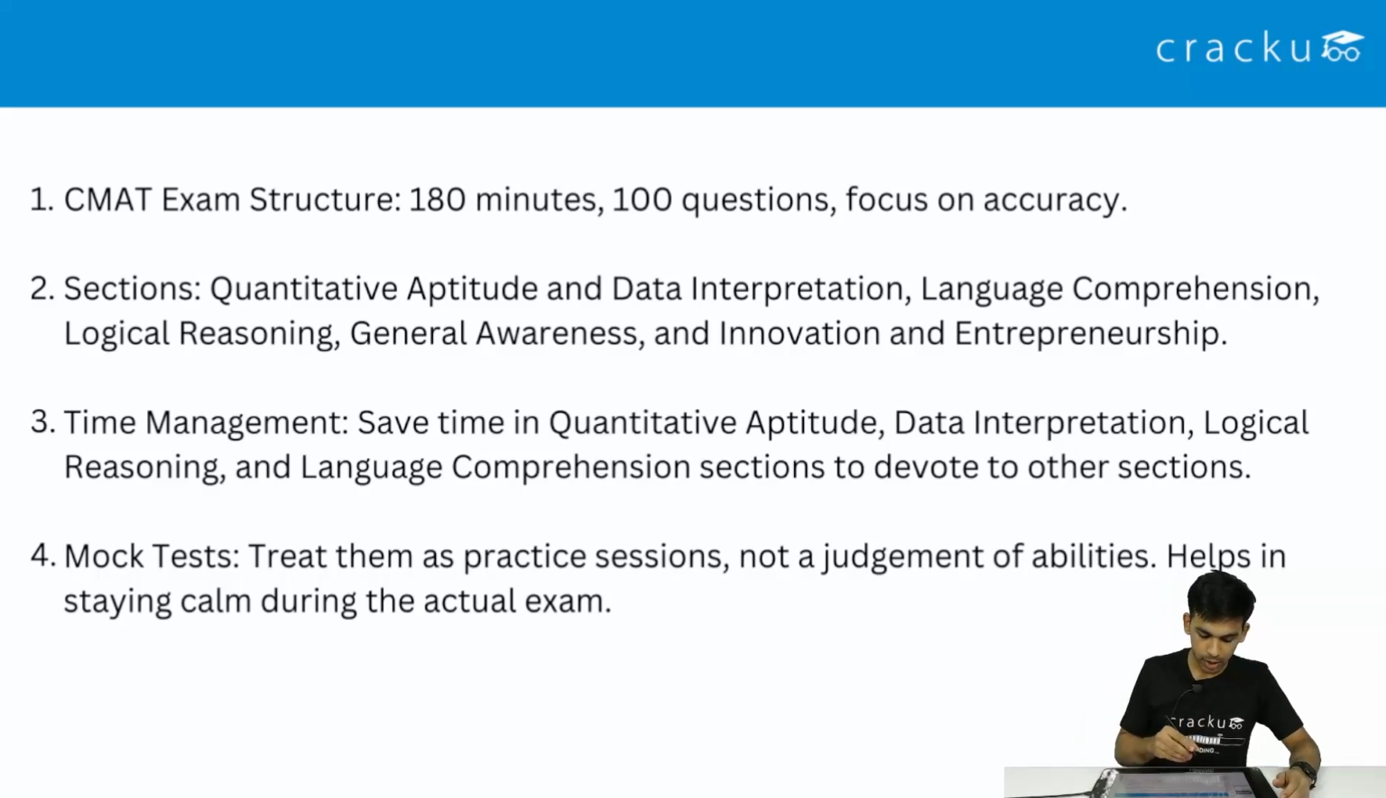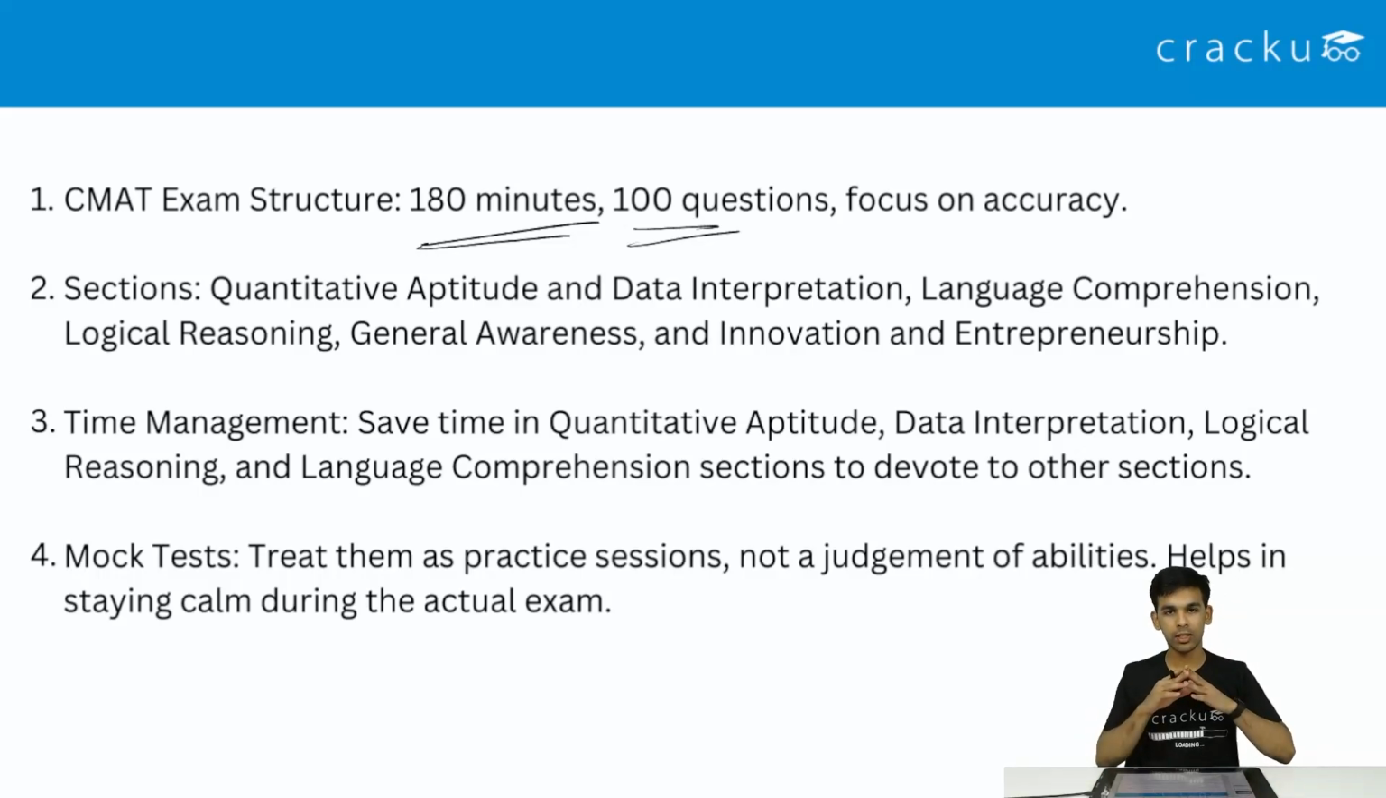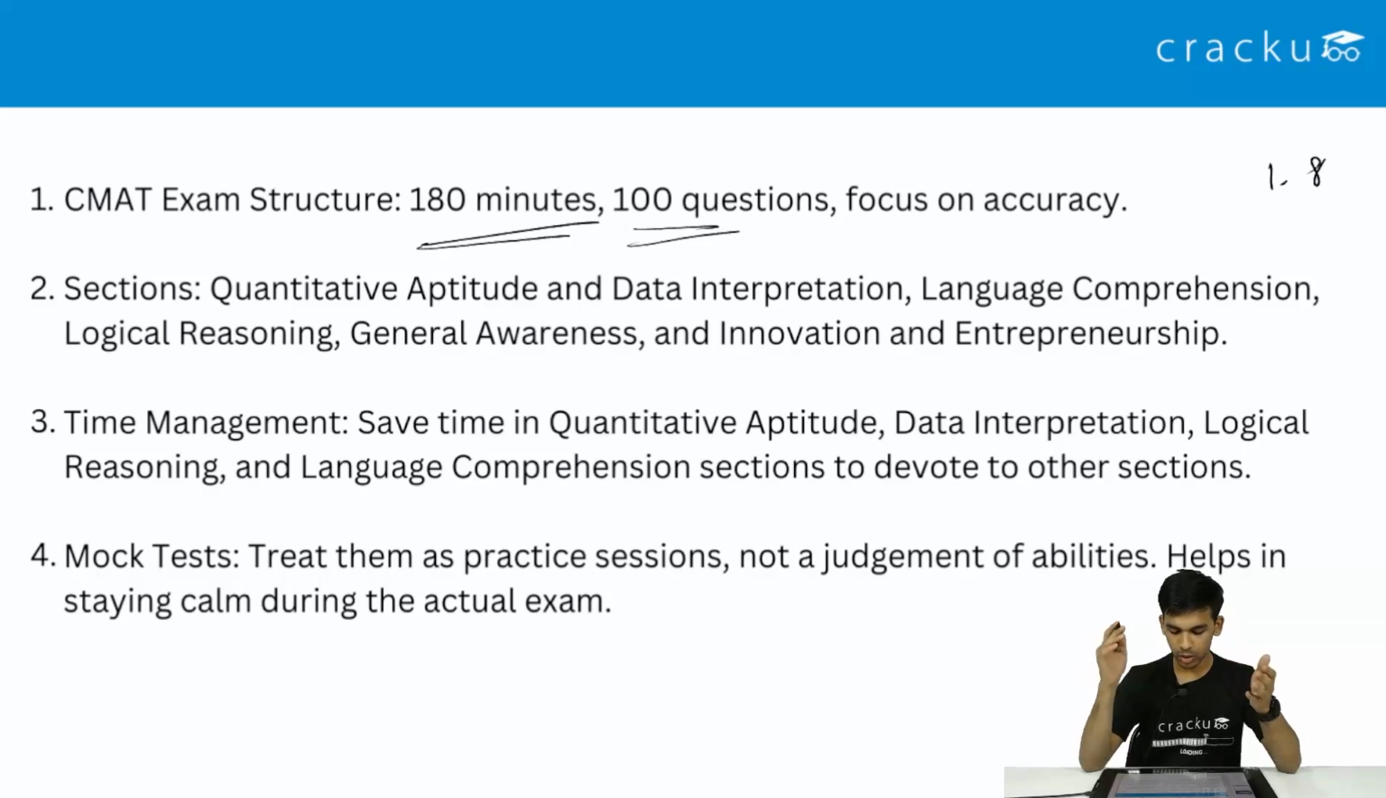One thing is the CMAT exam structure: it's 180 minutes for 100 questions. If you just divide, you have 1.8 minutes per question. For some questions you might take 1 minute, for others more than 1.8, so you can get an average of 1.8 per question. Some questions you can go up to 2 or 2.5, and for some you can take up to 1. It depends on what kind of question you're focusing on.